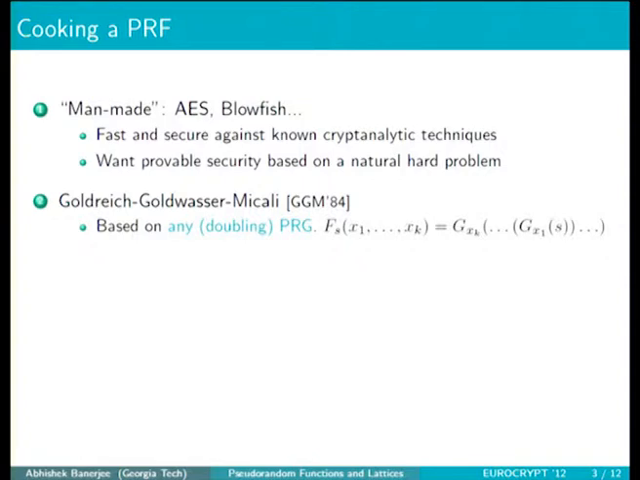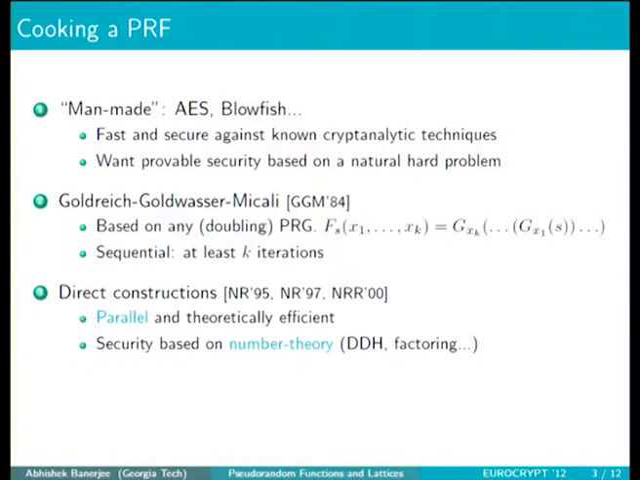Pseudorandom functions are a cornerstone in symmetric key cryptography. They are used for encryption schemes, and as was pointed out two days ago, they're also used as a primitive for message authentication codes. They're also used for some very simple identification protocols like friend or foe.